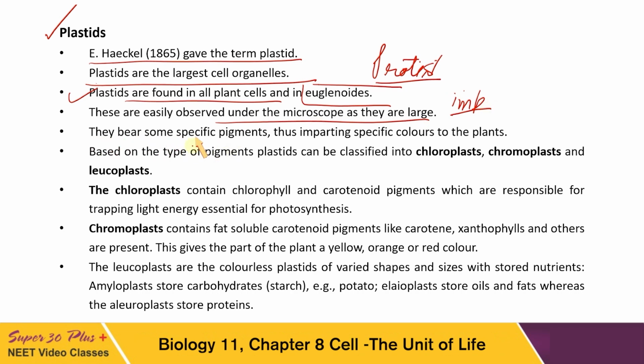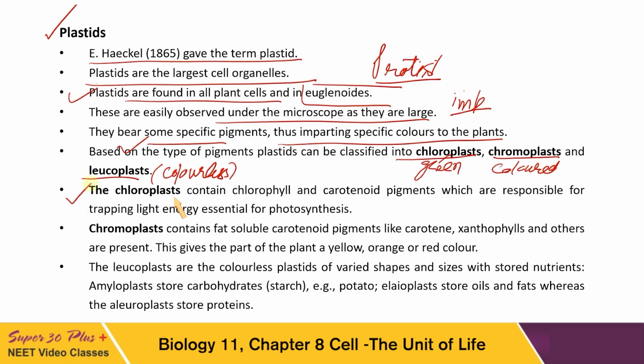They bear some specific pigment, therefore they impart specific color to the plant. Based on the type of pigment, the plastids are of three types: chloroplast, chromoplast and leucoplast. Leucoplasts are colorless. These are found in colorless parts of the plant like root. They have a major role in storage of food. Chloroplasts are green in color, and chromoplasts are colored.